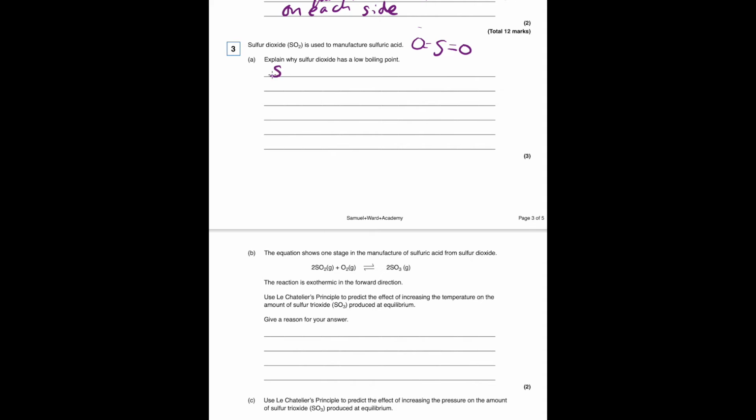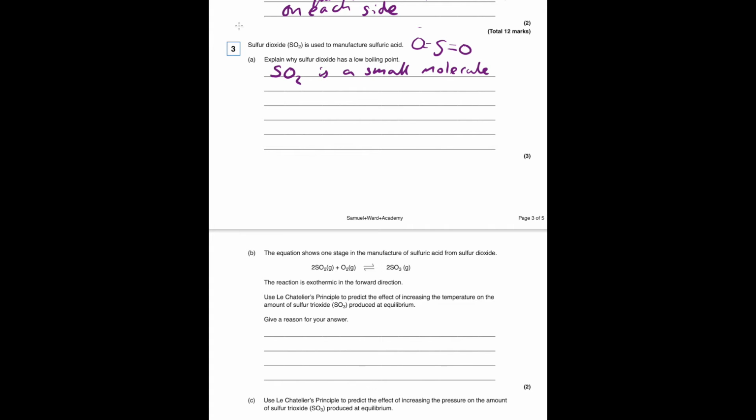So SO2 is a small molecule, and when we are boiling or melting SO2, we aren't breaking those bonds. So those bonds are very strong and they would require a lot of energy to break.